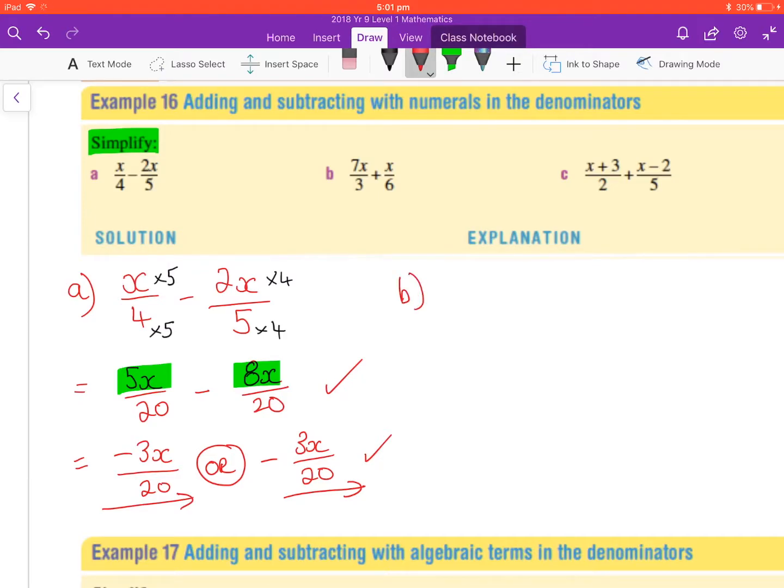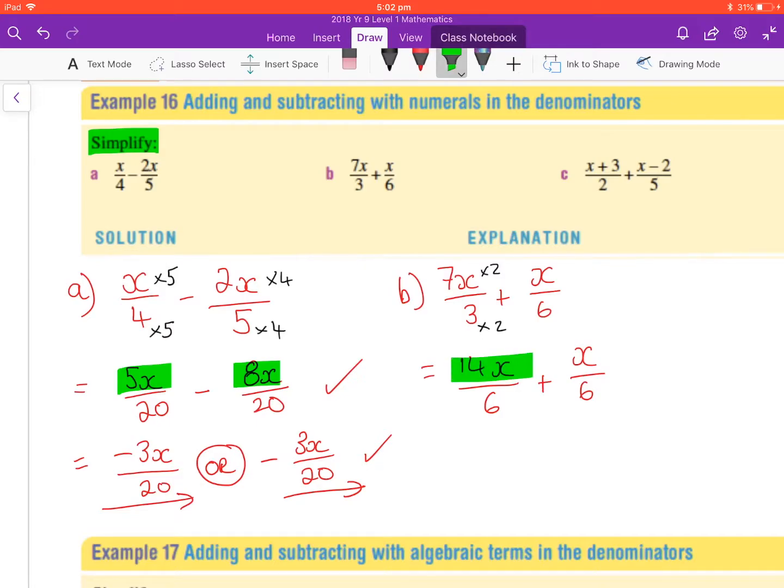Alrighty, so moving on to B, 7x over 3 plus x over 6. Remember, your goal is to get the same denominator first. I can see that I can actually change 3 to be 6. I don't have to fiddle with the second fraction at all. So I go 7 times 2 gets me 14x over 6 plus x over 6. I'll leave that the same.